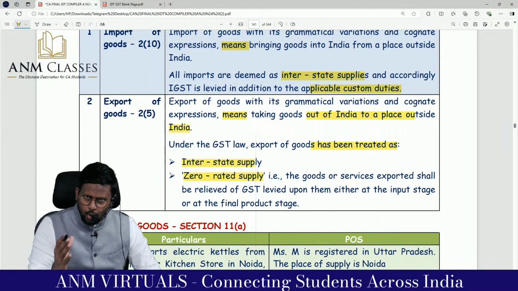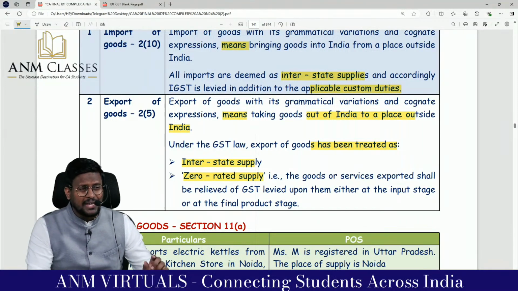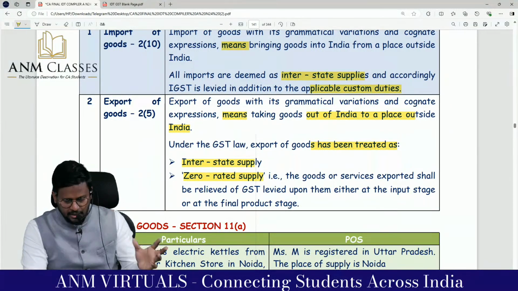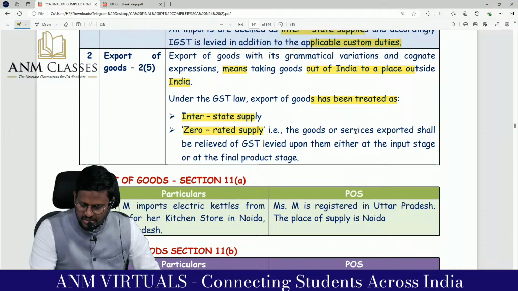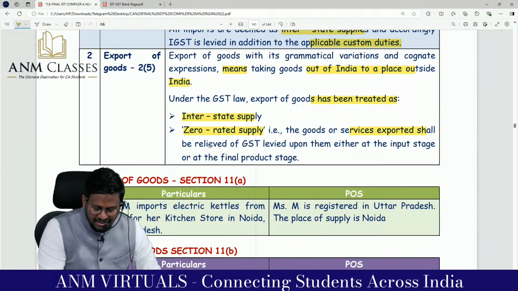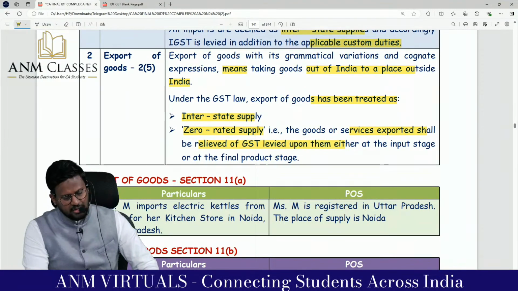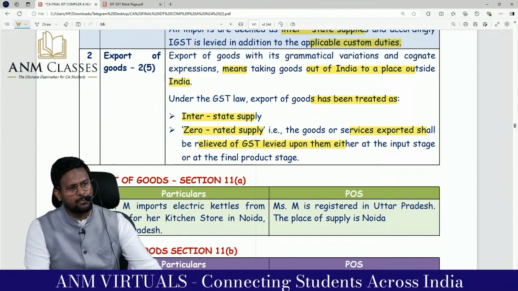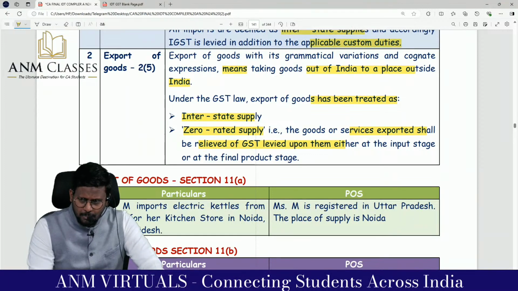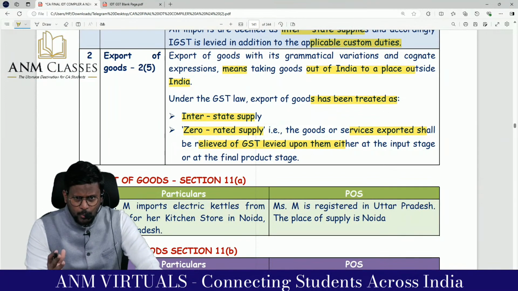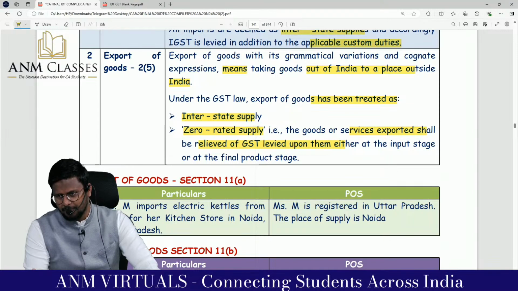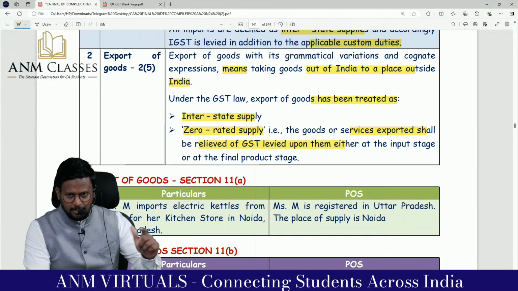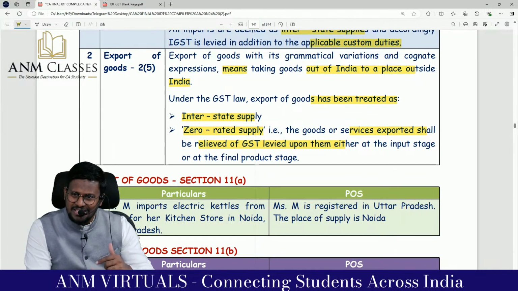If you are exporting goods or supplying to SEZ, it will be called zero rated supply in GST. That is, the goods or services exported shall be relieved of the GST levied upon them, either at the input stage or at the final product stage. That means the government is saying that if you are going to export, then you are doing a good thing, so we will not levy GST on it. That means GST will be exempted.